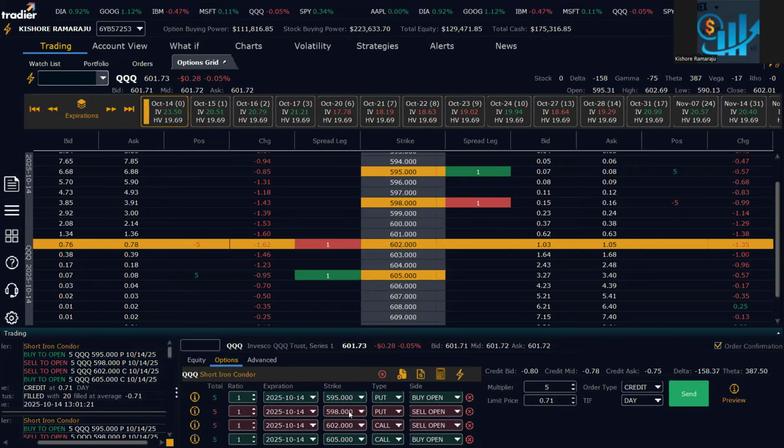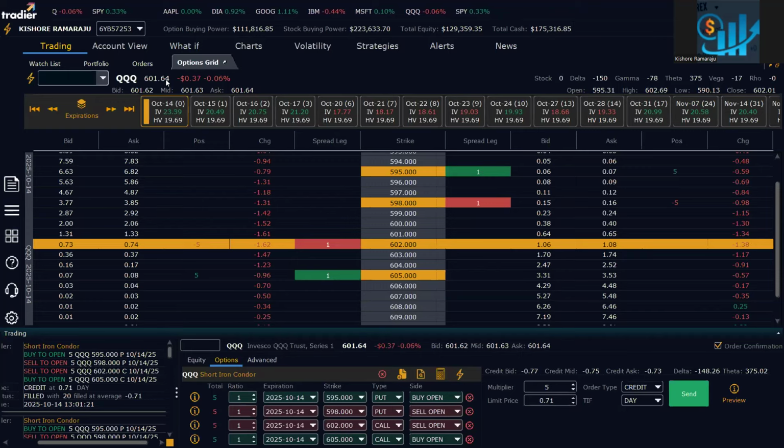If it stays somewhere in between 598 and 602 by end of today, that means you have a 4 point range. If QQQ stays between 598 and 602, all the $71 for every contract is yours. For now, I took 5 contracts. You can take 5, 10 based on your account size. So there is a 90% possibility that it will stay somewhere between 598 and 602.